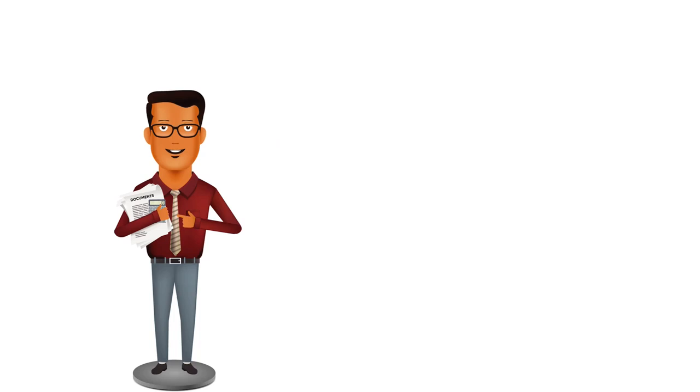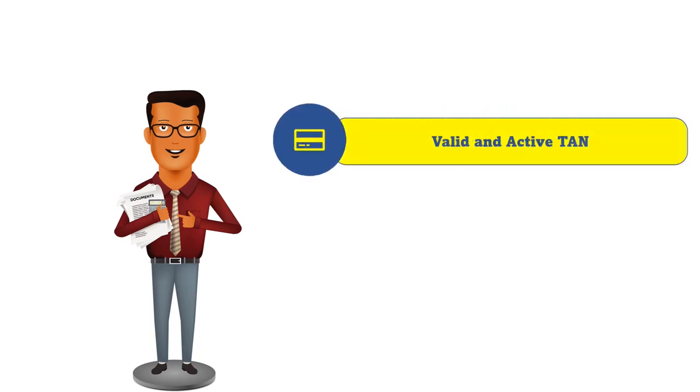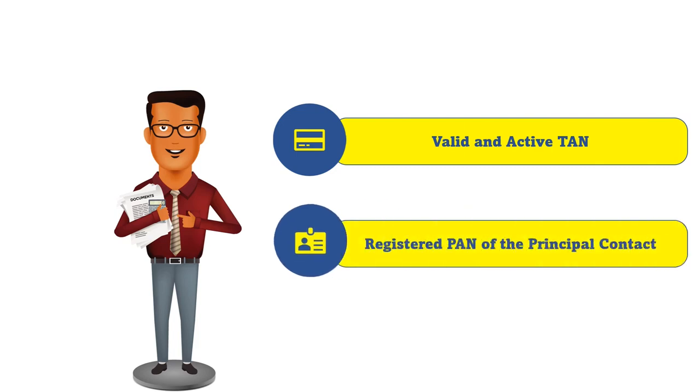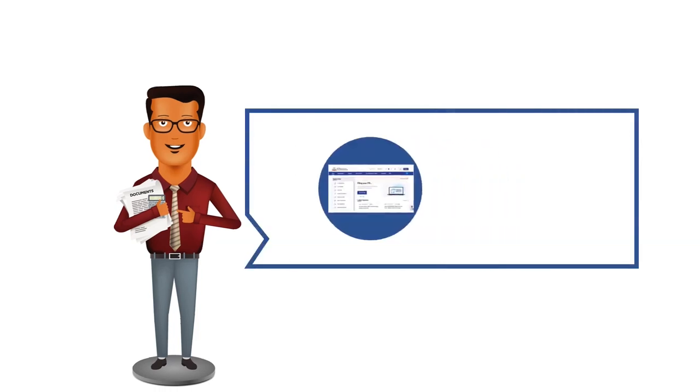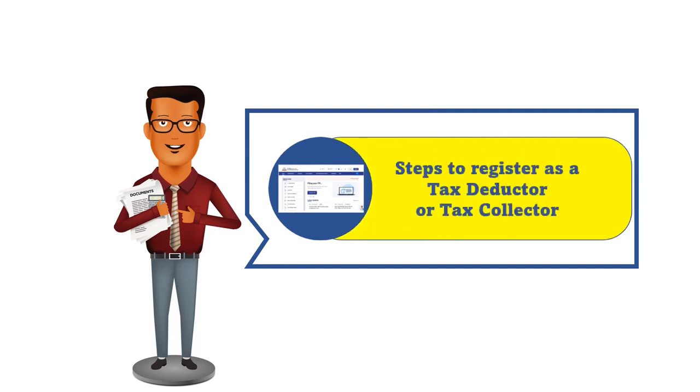In order to register a TAN on the e-filing portal, you should have a valid and active TAN, and the PAN of the principal contact should be registered on the e-filing portal. Let us now look at step by step how we register a tax deductor or a tax collector on the e-filing portal.